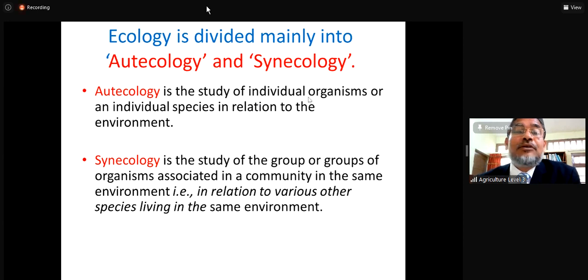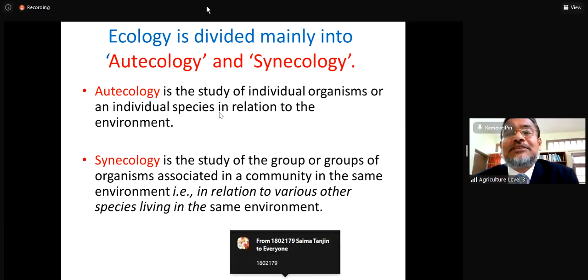Yes sir, it says: the study of individual organisms of an individual species. Look at this. In a species, there might be many individuals. For example, one insect species, but there are many insects of the same species. Each organism is an individual. So many individuals of the same species will be studied in relation to the environment. That is called autecology.